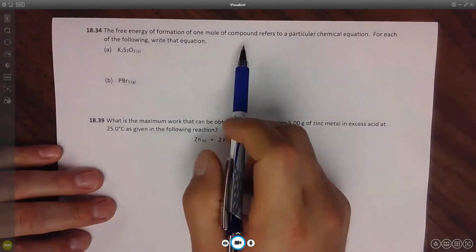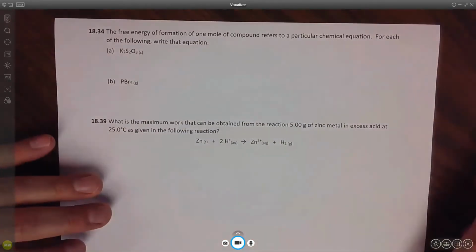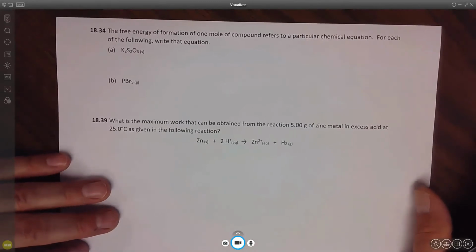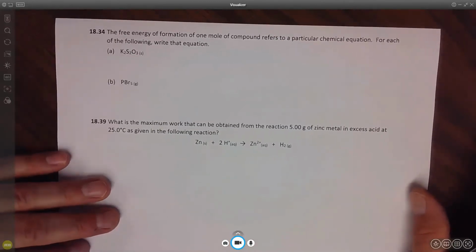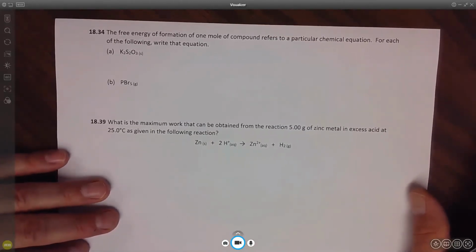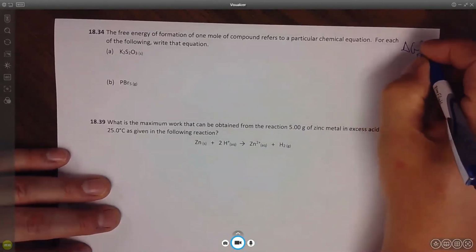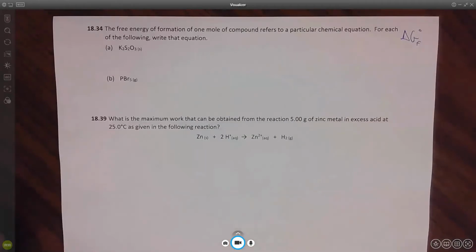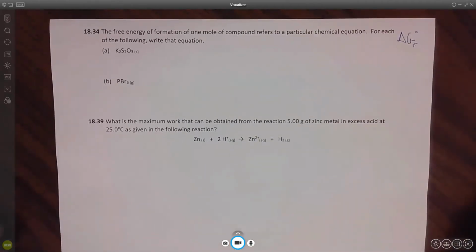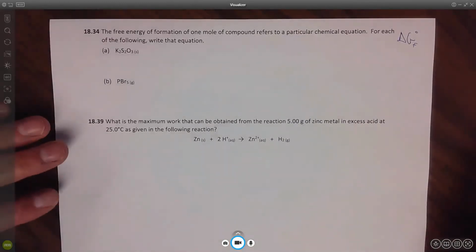So I have potassium thiosulfate. What is the chemical reaction that represents the free energy of formation? So we're looking for del GF, right? What chemical reaction represents del GF? Anybody want to tackle that one? Keenan, I'm so glad you volunteered.